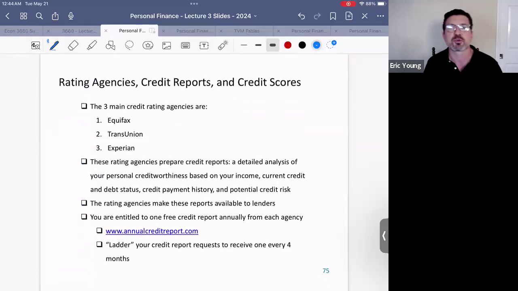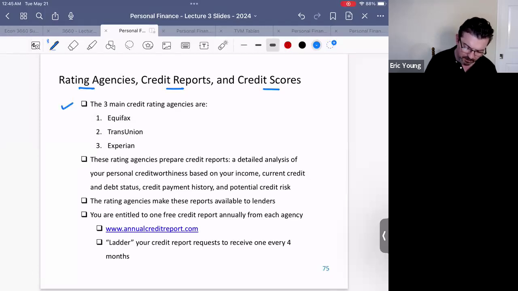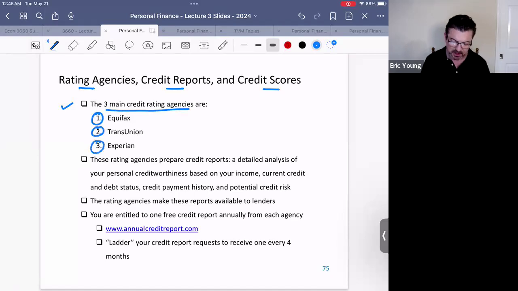Borrowing is strongly related to what we're going to call rating agencies, credit reports, and credit scores. Behind the scenes in our modern financial world, there's lots of information being passed, combined, and consolidated. This is done primarily by rating agencies, and there are three biggies in America: Equifax, TransUnion, and Experian.